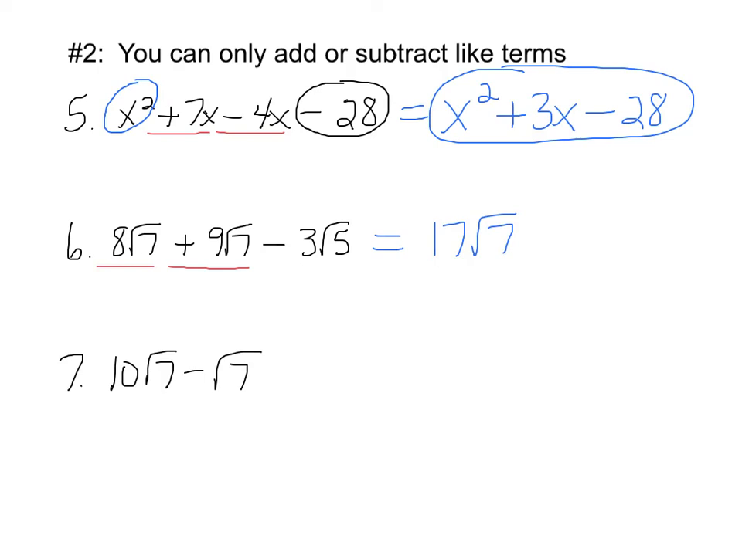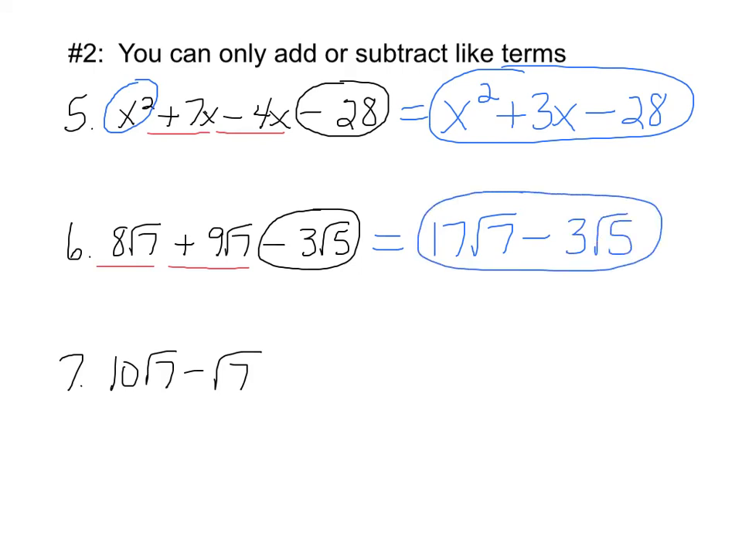And then I notice that I have a minus 3 radical 5. I have nothing to combine it with, so just put it at the end. Minus 3 radical 5. And that expression is as simple as I can get.